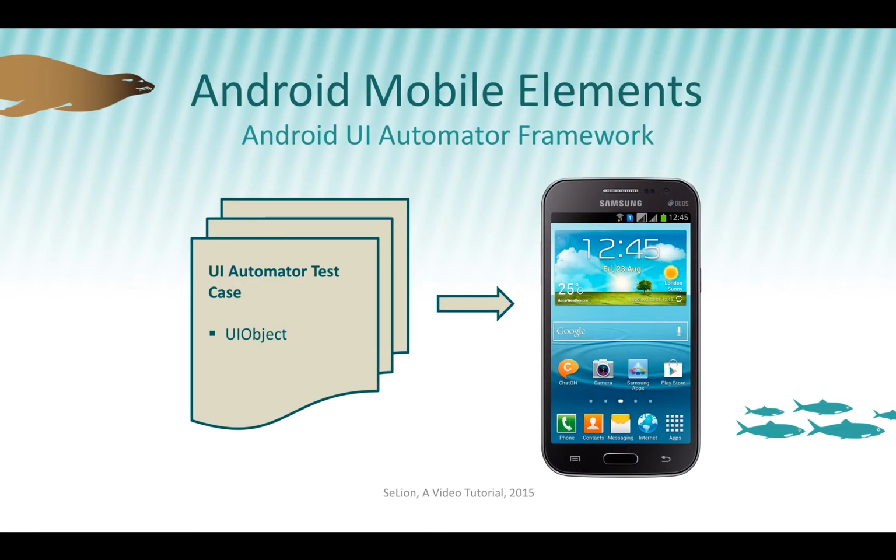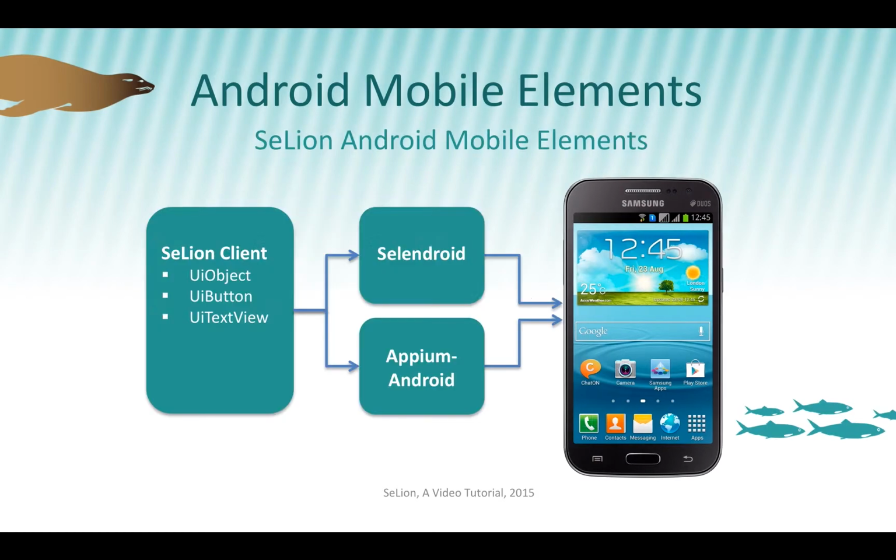So this is not only in the case of an iOS app, it is also the case of Android. In case of Android, it is the Android UI Automator framework, which exposes only one element called UI object. So CLine uses that definition. In addition to that, it also specifies UI button, UI text view, and it interacts with the driver of choice specified by the user and drives the UI actions against the Android app.